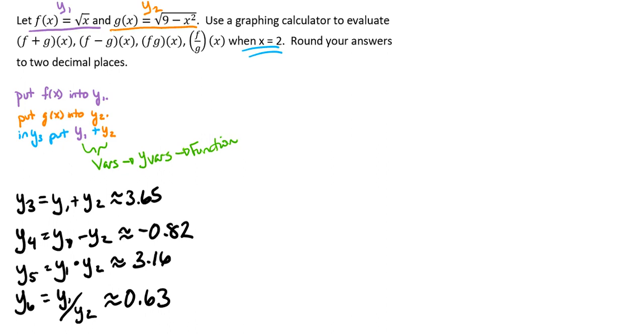So I think the only thing that we're missing here is to go to the table to view. So you'll put in the f of x into your y1, the g of x into your y2, and then in the y3, y4, y5, and y6 spot, you can put in if you're going to be adding, subtracting, multiplying, or dividing those functions using your vars, y vars, functions menu. Then you go to the table to view the values of those answers.